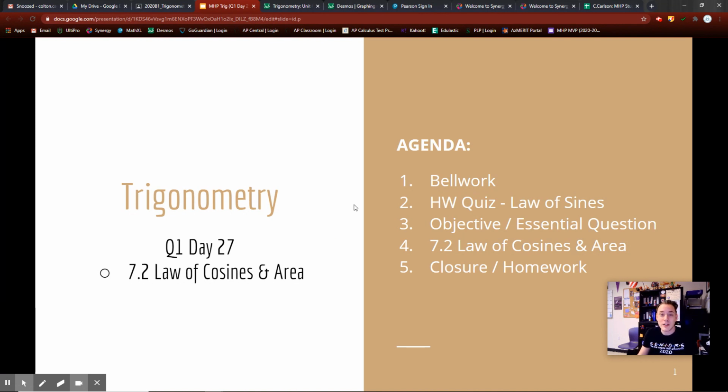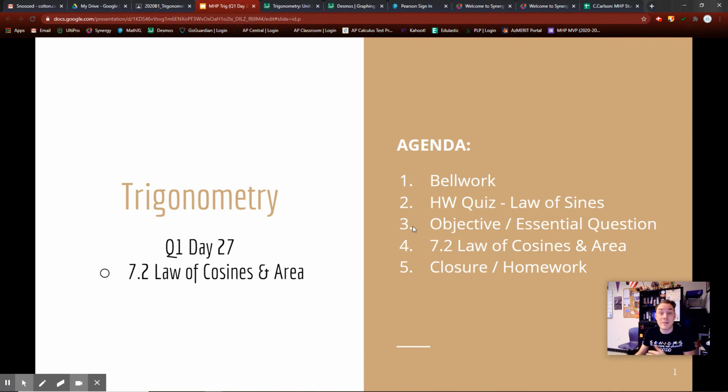So we're going to get through 7.2, but before that, bell work. We're going to take the homework quiz, which is now optional for everyone, for 7.1, the homework quiz for law of sines, and then the actual lesson. Now, this lesson is way easier because it's really just plugging things into the formula, and that's going to be fantastic for us.